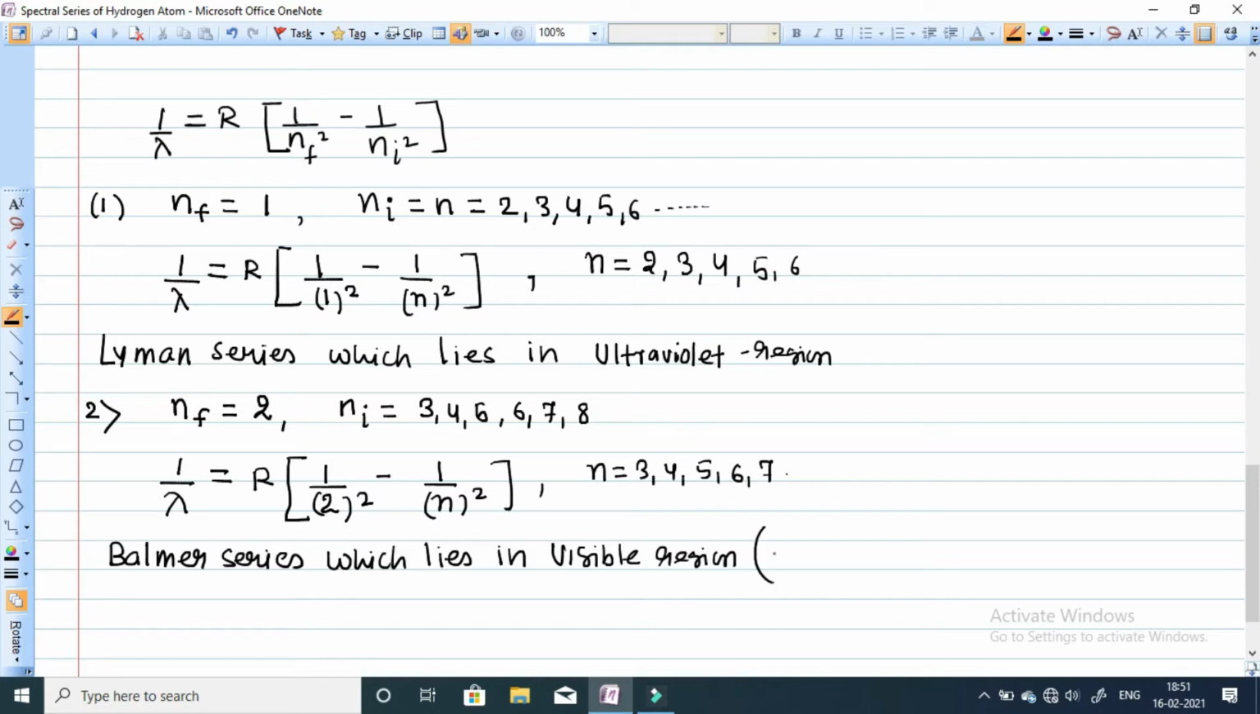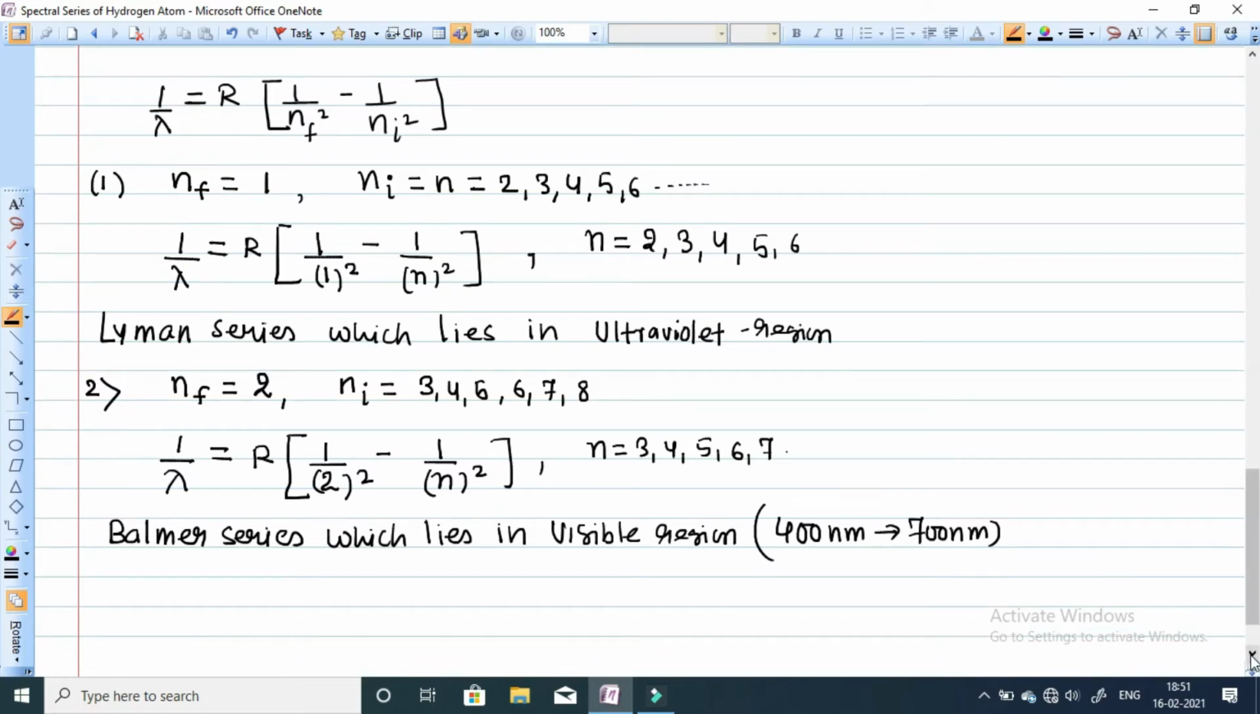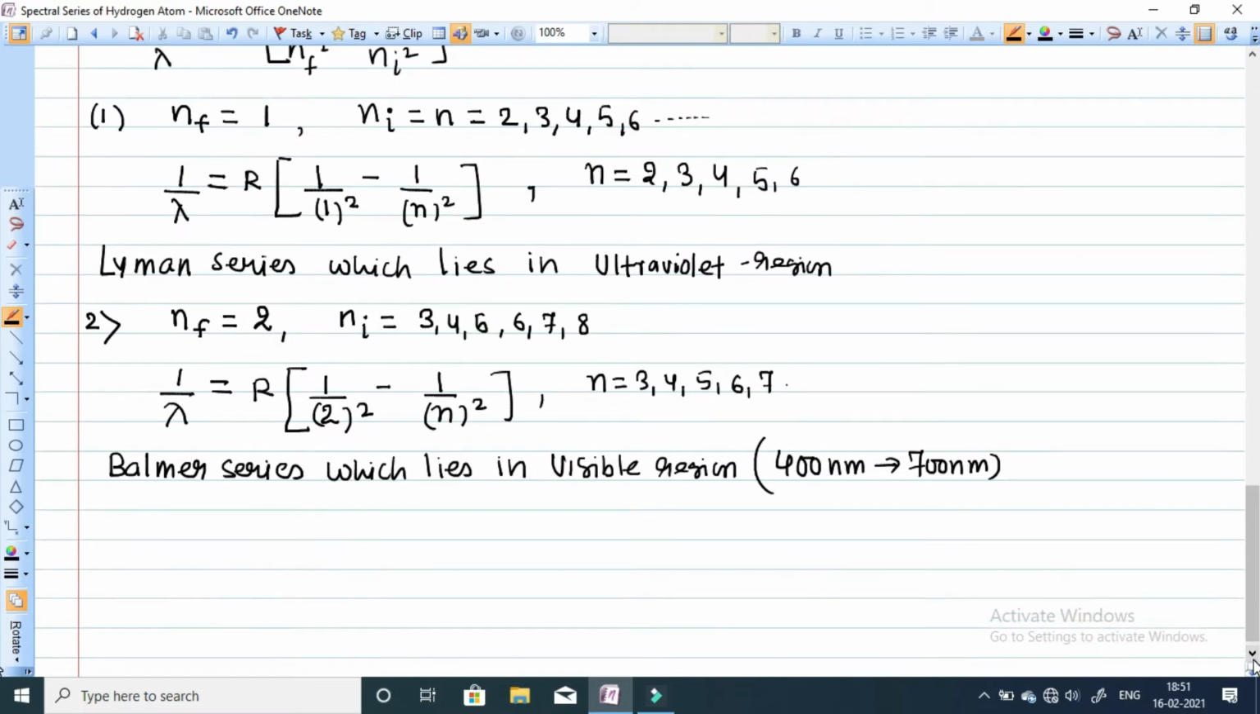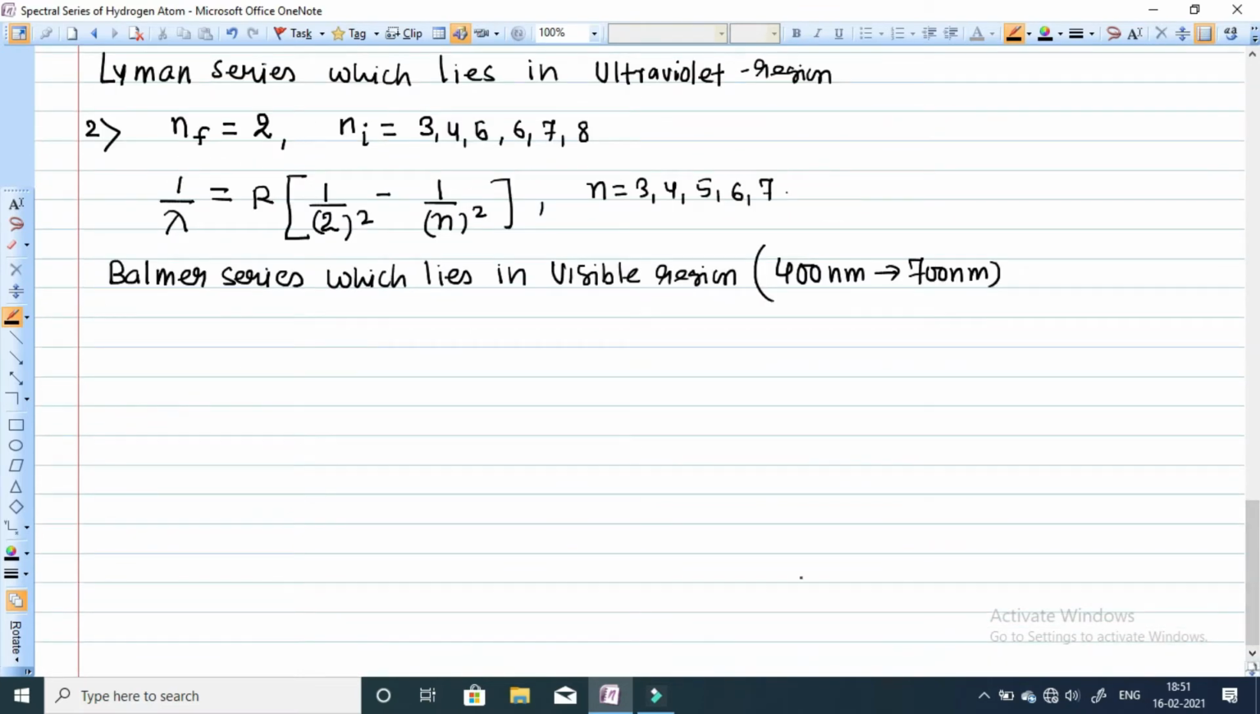And you know the wavelength of the visible region is 400 nanometer to 700 nanometer. You can remember this, okay? Because sometimes a value will be given, suppose 600 nanometer, which is in this range, and they will ask in which series it will fall, then definitely you can answer Balmer series. Now moving to the next. Third, similarly we can explain the rest of the series also.